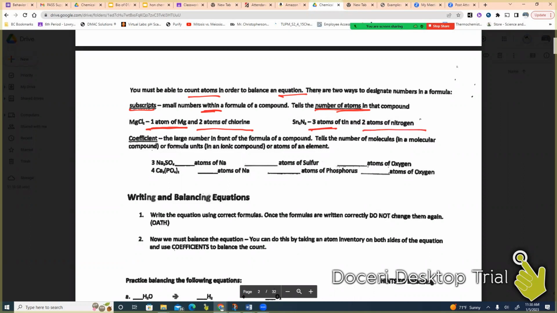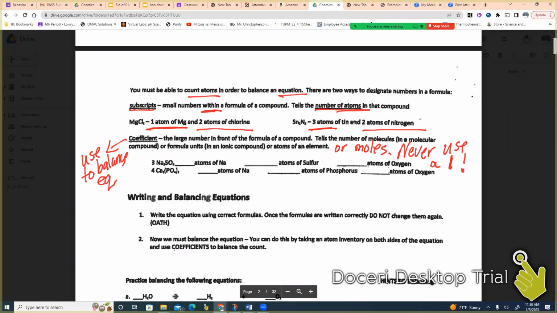The coefficient is what we use to balance an equation. And that's the large number in front of the formula of a compound. It tells you how many molecules, formula units, elements, or moles you have of whatever compound you're looking at. And just like with the subscripts, you will never use a 1. If it doesn't need a coefficient, you just leave it blank.